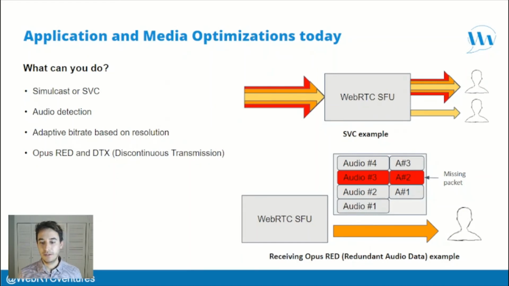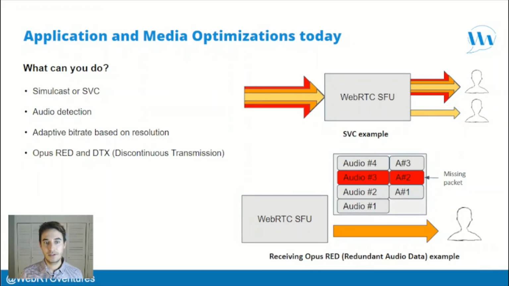Another typical optimization is adaptive bitrate based on resolution. So if the video is small, or the real estate of the web application, for example, is small, we don't want to send HD quality because it really won't make much of a difference. So we could, using SVC, for example, say, well, this user's resolution changed, we notify the media server, and then that gets updated accordingly.